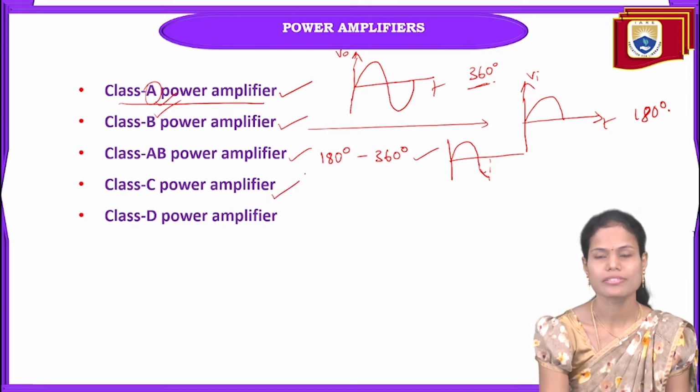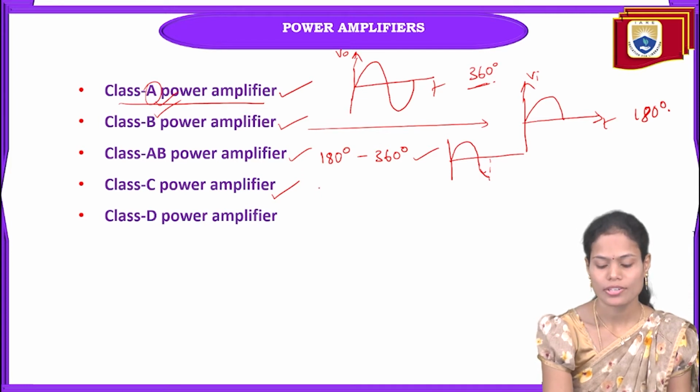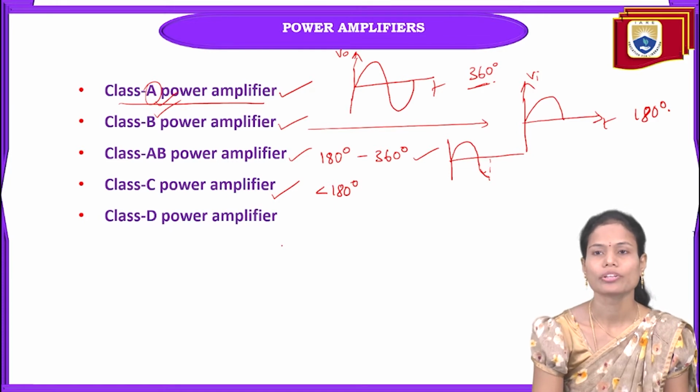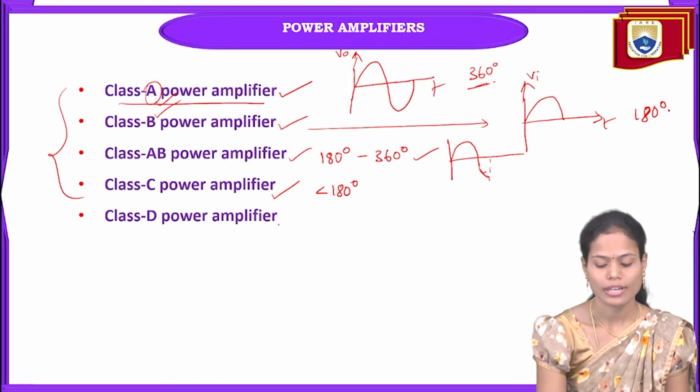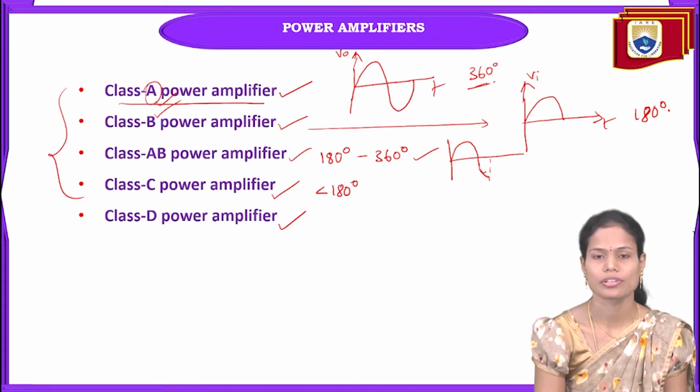Next is the Class C power amplifier. The conduction angle of the Class C power amplifier is less than 180 degrees; it does not even utilize half of the applied input signal. So depending upon the conduction angle, we make these four types of power amplifiers. The Class D power amplifier is different from all these four; it is used to design digital circuits, not for analog purposes.